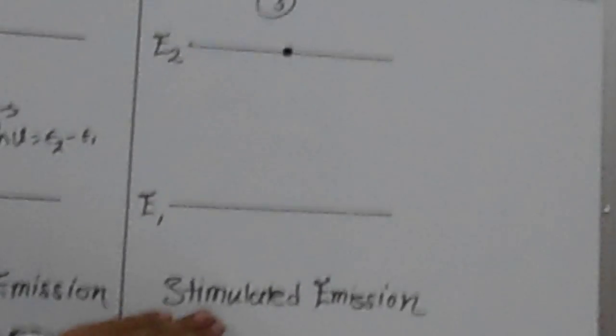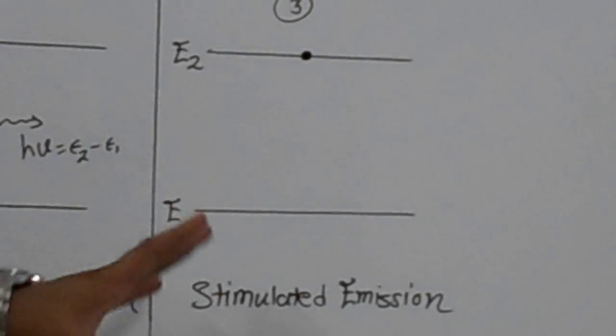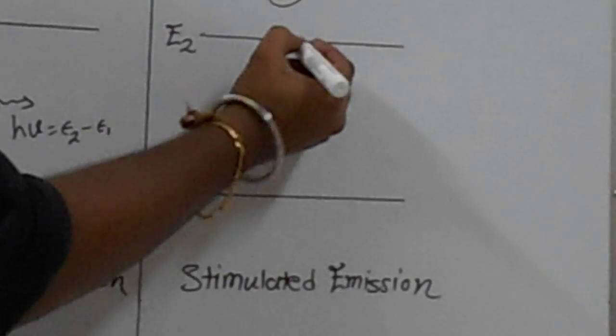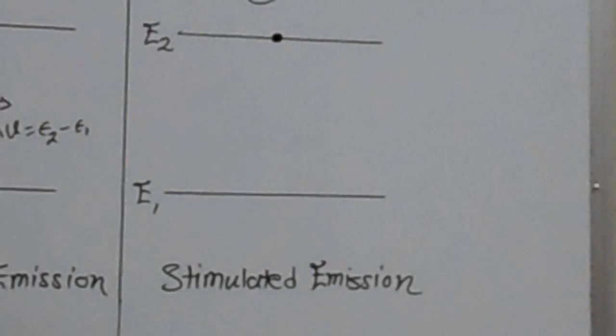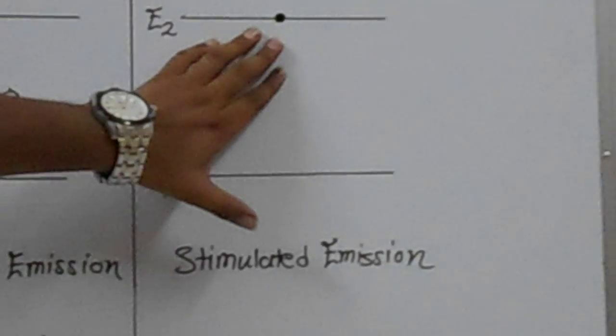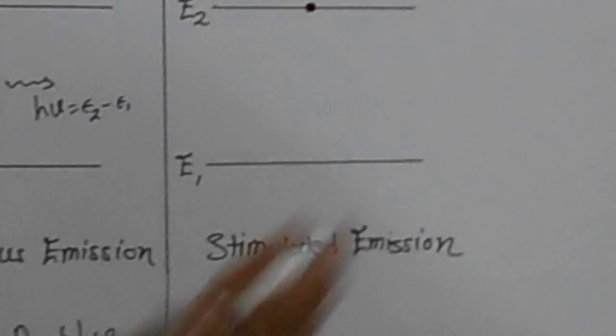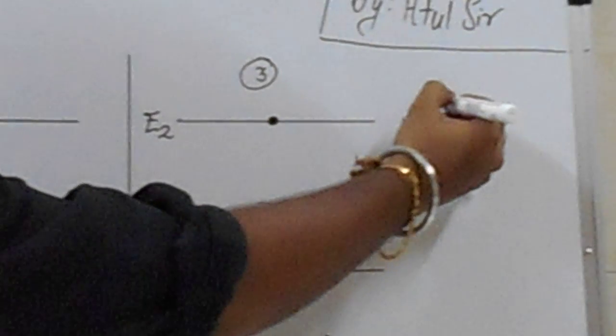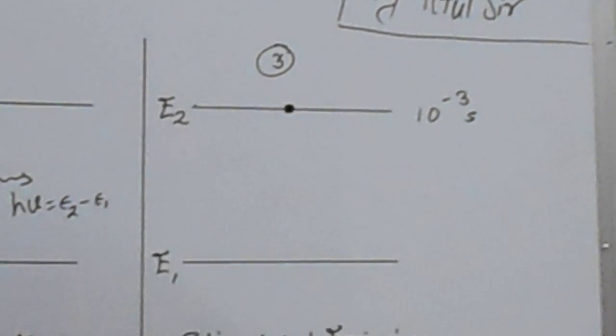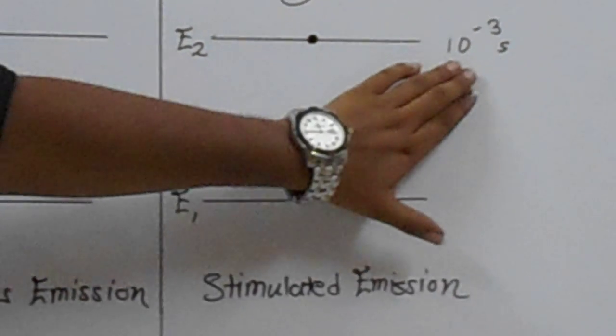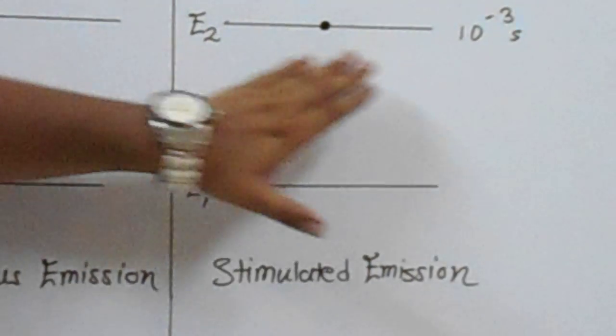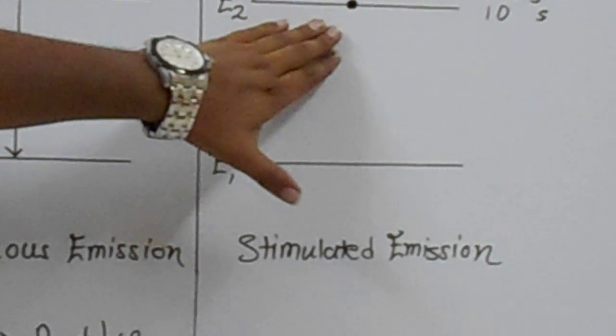Now the third and very important process as far as laser action is concerned is stimulated emission. The word stimulated stands for forced reaction. The electron is present in the upper level. Now there are certain excited states where an electron can spend more than 10 raised to minus 8 seconds, let's say 10 raised to the power of minus 3 seconds. So the electron can stay here for a time of 10 raised to minus 3 seconds. Such states are known as metastable states.